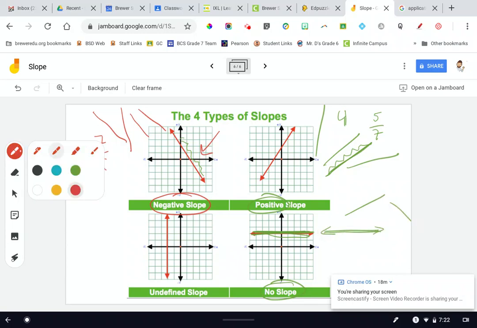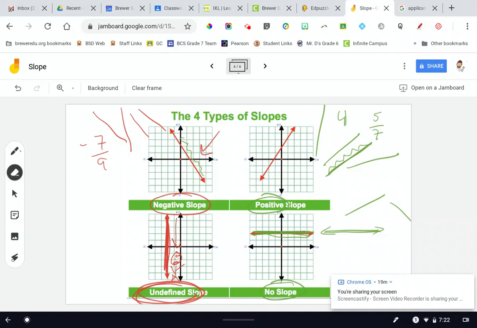And then finally, the big no-no is undefined slope. Okay, that's this one. Okay, imagine skiing down that. You're just free falling. Okay, you are free falling straight down. So it's undefined because there's no way to actually do that. You just fall. Those are your 4 different types of slopes: negative, positive, none, and then undefined.